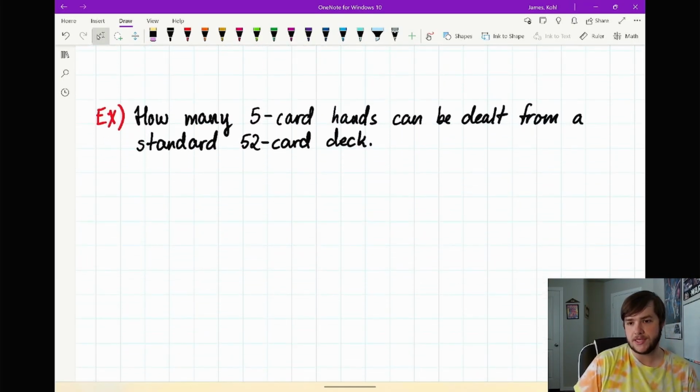Let's do another example. How many 5-card hands can be dealt from a standard 52-card deck? In a standard deck, there are no cards that are repeated. So how many combinations of 5 from 52 can I make? Go ahead and pause the video here to see if you can tackle it on your own.